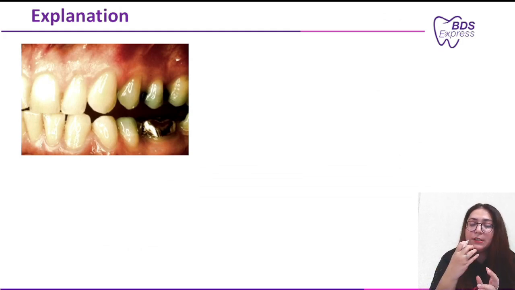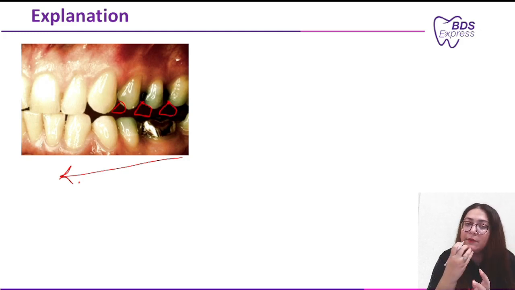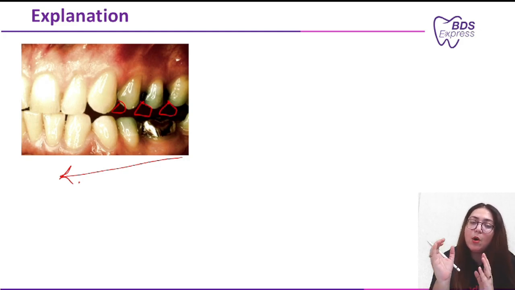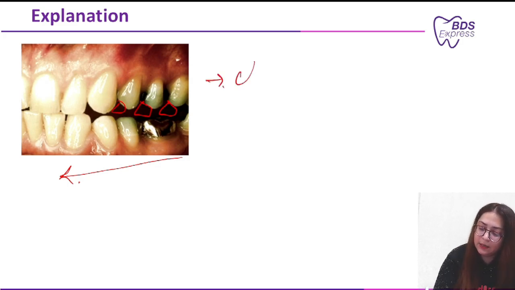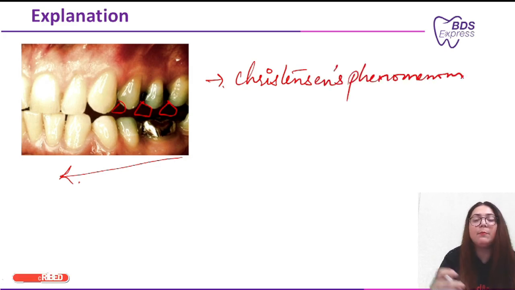So whenever you protrude, like here you can see that the mandible is protruded. Can you see these gaps? These gaps, whenever you bring your jaw forward or during lateral excursion, are known as Christensen's phenomenon. Right? Now, what is the importance of this?